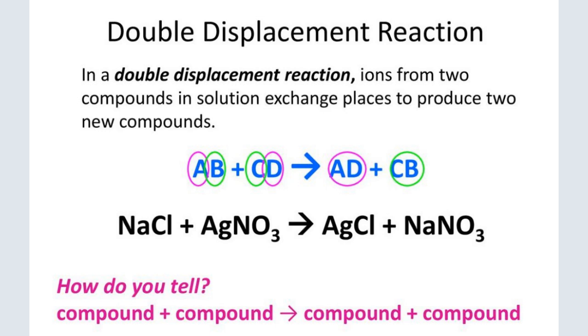In a double displacement reaction, ions from two compounds in a solution exchange places to produce two new compounds. So AB and CD become AD and CB, so they trade places. How can you tell? A compound and a compound gives you another compound and compound, but we're switching, right? The Na and the Ag switch places, and we've got AgCl and NaNO3.